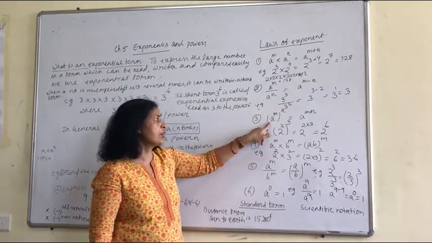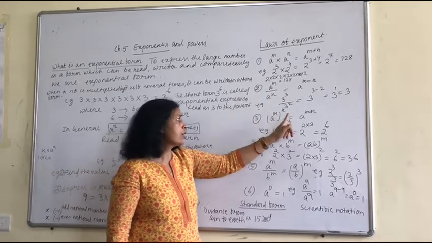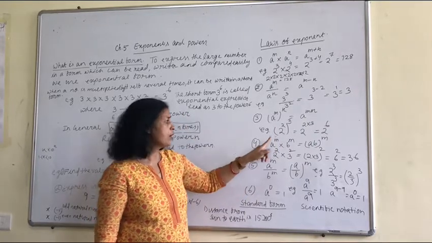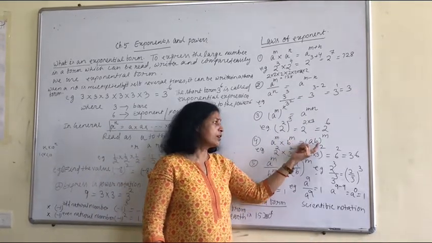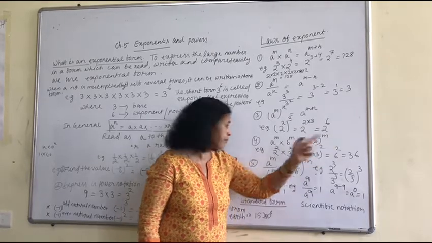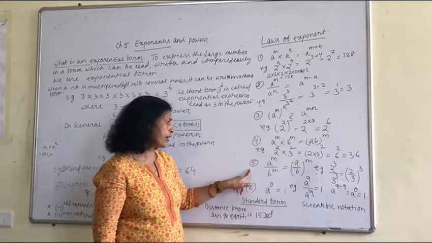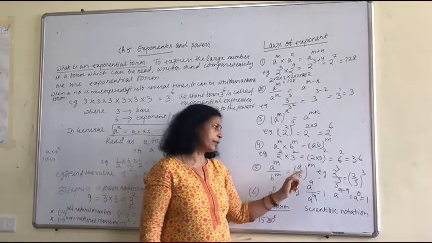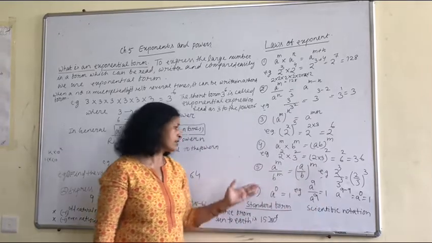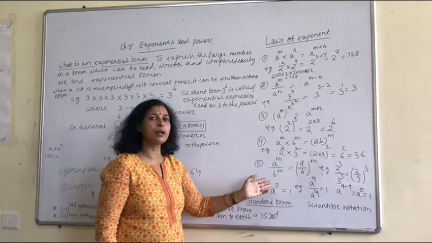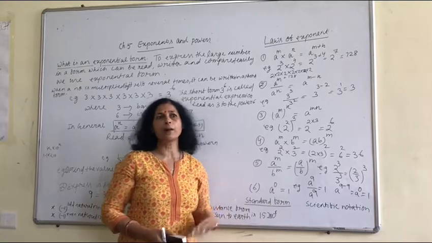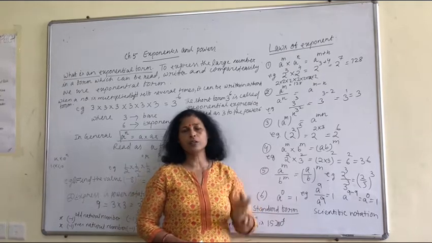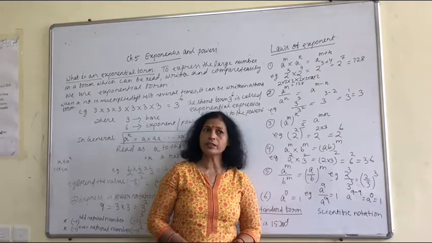Third one: a to the power m whole to the power n is a to the power mn. Fourth one: a to the power m into b to the power m is equal to ab whole to the power m. Number 5: a to the power m divided by b to the power m is a upon b whole to the power m. And the last law is a to the power 0. For example, 10 to the power 0 is 1, 5 to the power 0 is 1. Every number having 0 exponent has the answer 1.